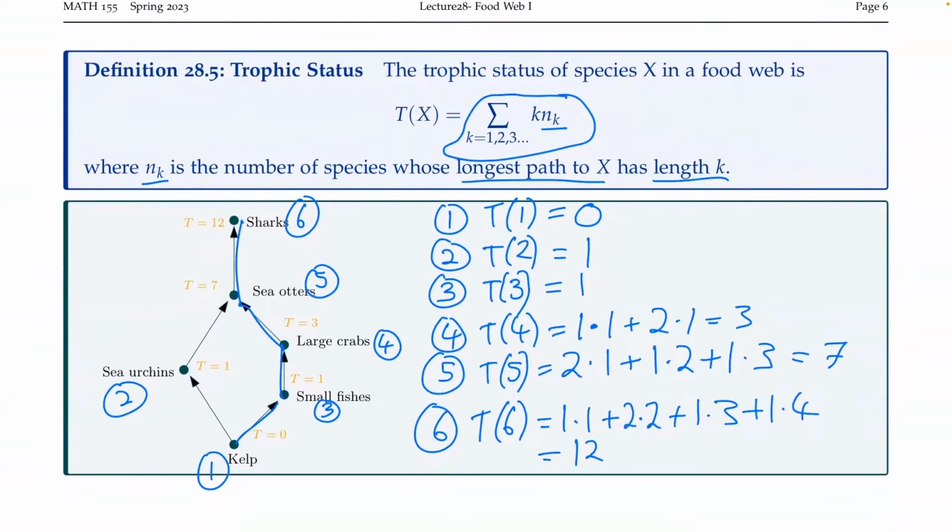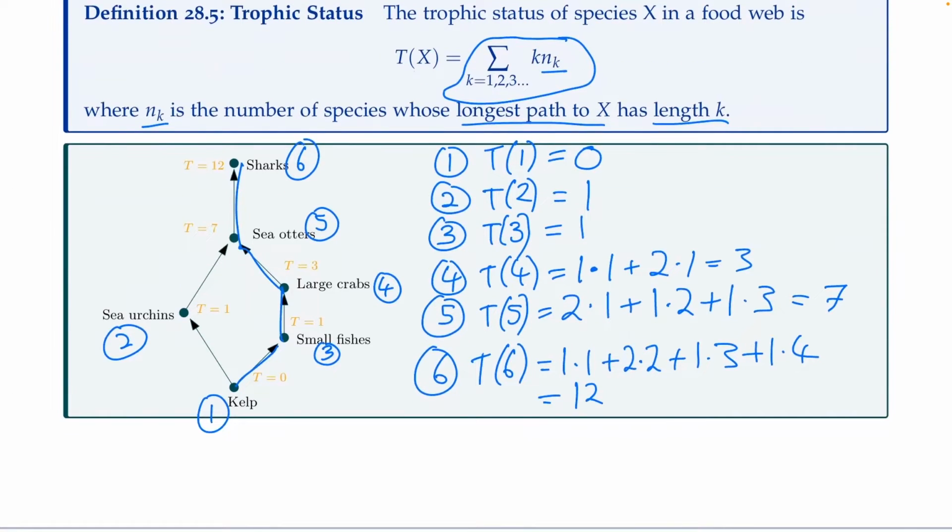Trophic status is a bit more complicated than the path length ones. Here, what we're doing is we're saying the trophic status of a species is equal to the sum over all k of k times the number of species that have path length k. The word definition of this one is a little bit complicated to understand, but actually working through it is a little bit easier. And we'll go through an example of that today.